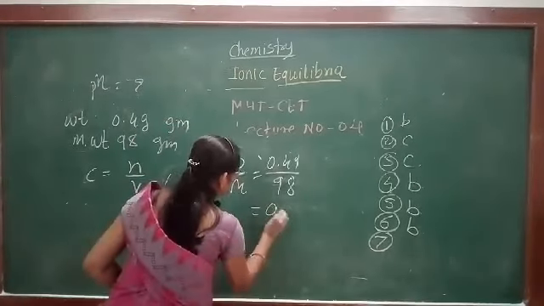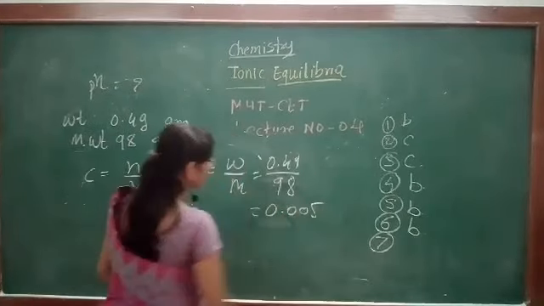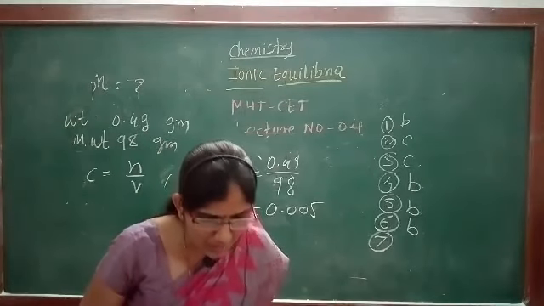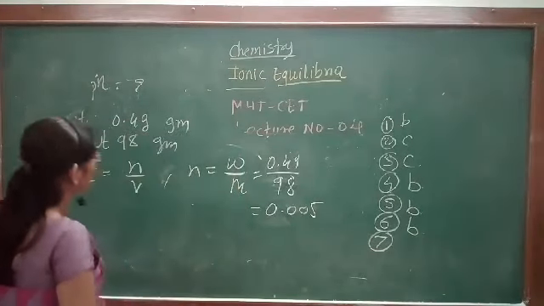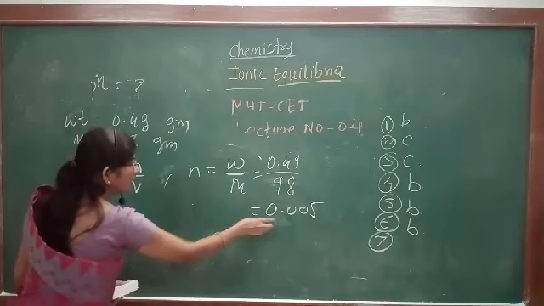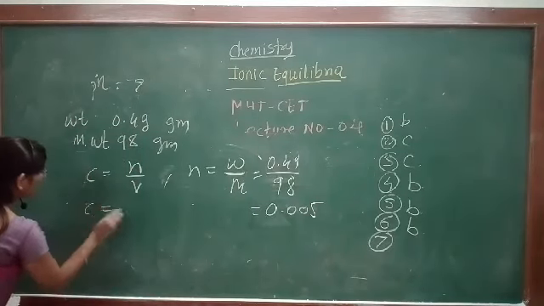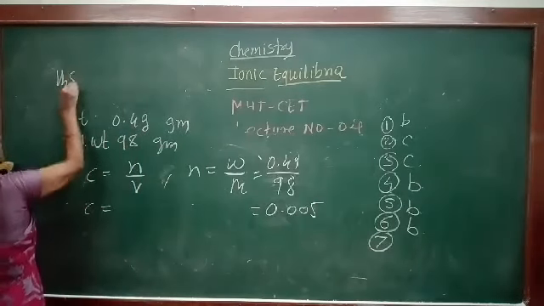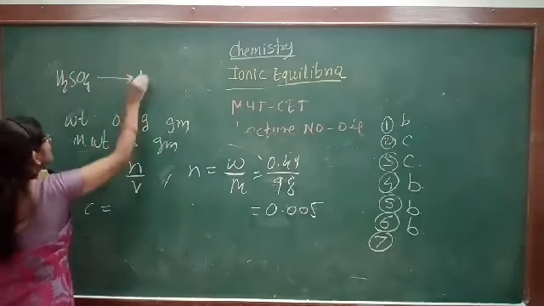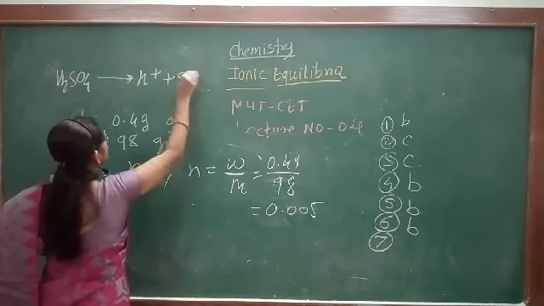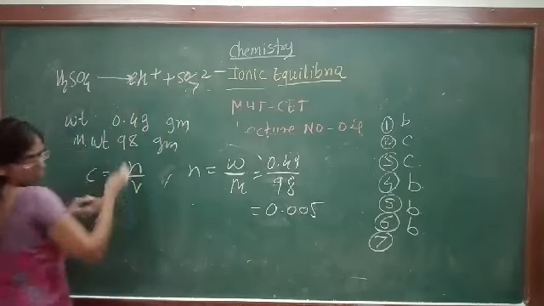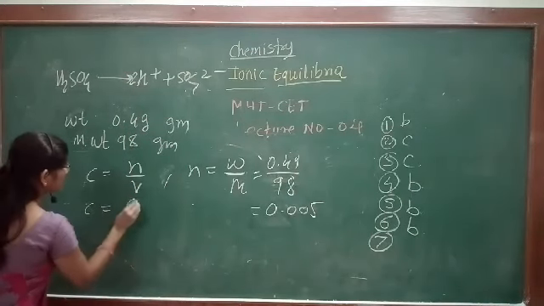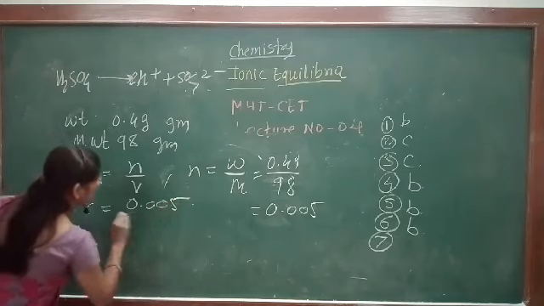It will become 0.005. Therefore, the concentration of H2SO4, which dissociates completely into H+ and SO4 2 minus. Concentration means the number of moles present in 1 decimeter cube or 1 liter volume of a solution.